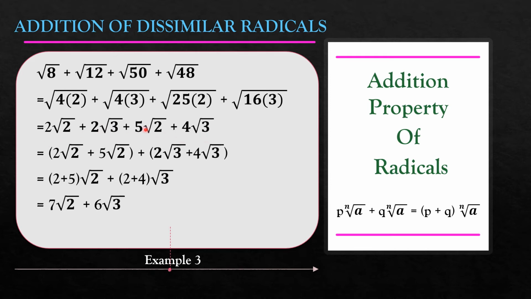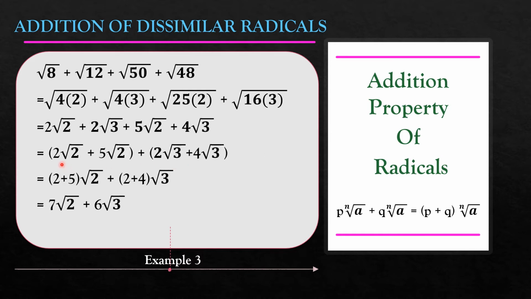So, ito na po siya. So, square root of 12 is the same as 2 square root of 3. Square root of 50 is equal to 5 square root of 2. And square root of 48 is equal to 4 square root of 3. Now, titingnan nyo dyan kung alin yung mga common radicals. So, dito, si 2 square root of 2 is similar with 5 square root of 2. Kaya yun ang pinagsama ko. And then, 2 square root of 3 is similar with 4 square root of 3.